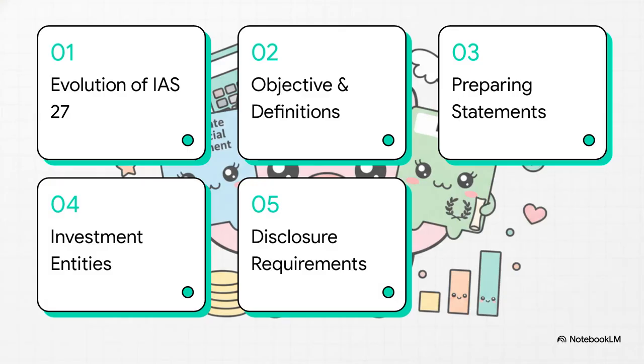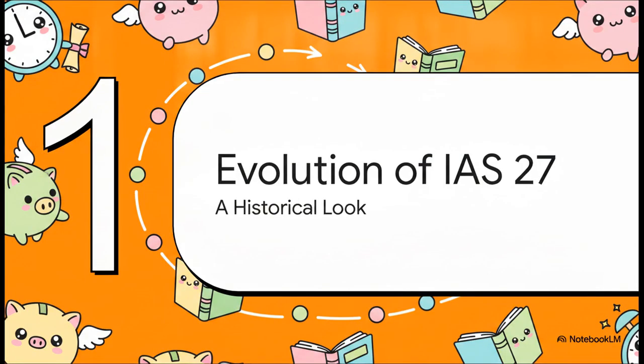All right, here is a quick roadmap of our journey today. We've got 5 stops: the evolution of the standard, the core objective and definitions, the actual preparation mechanics, a really specific exception for investment entities, and finally the disclosure requirements. So let's jump right into Section 1, the evolution of IAS 27.